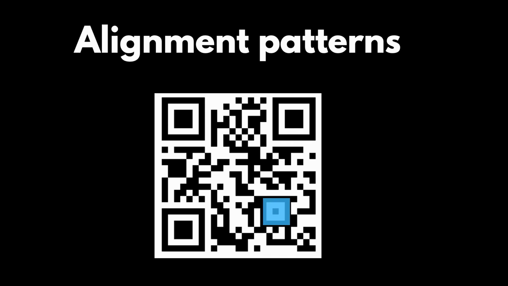This little guy is called alignment patterns, the blue square. If the QR code is bent or wrinkled or you scan at an angle, this square helps the scanner adjust and still read the data correctly.